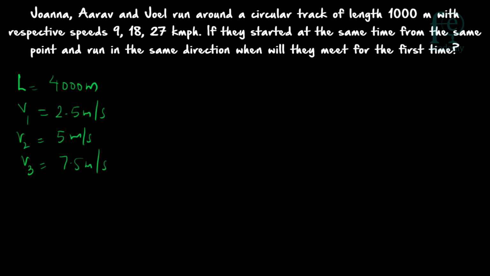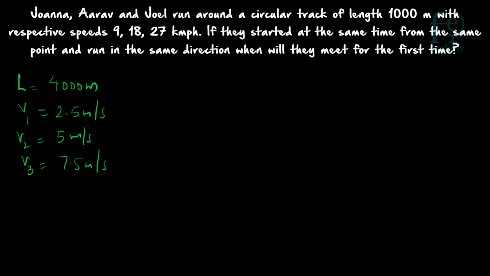So they are running in the same direction, they are starting at the same time, and they are starting from the same point. So when will they be meeting for the first time? It means anywhere on the track. So here for 3 persons how to do this. For 2 persons we had already seen. So here you have to apply the same formula.